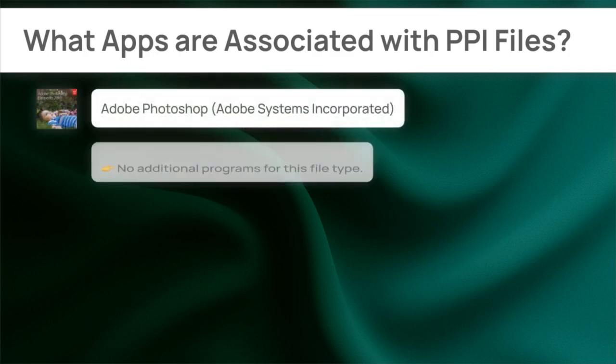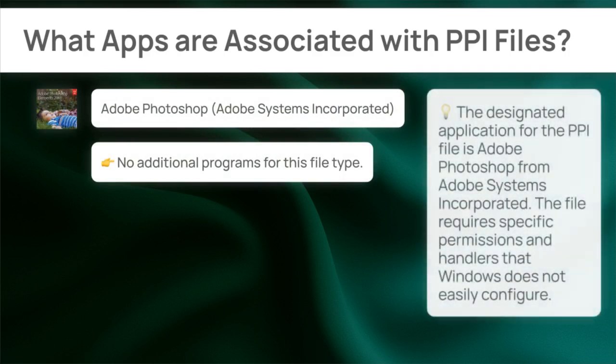Essential file access for PPI relies upon the utility Adobe Photoshop from Adobe Systems Incorporated. The file's embedded scripts necessitate a sandboxed environment not offered by Windows. Windows shows limited details, so safe use requires knowing which program the plugin belongs to.